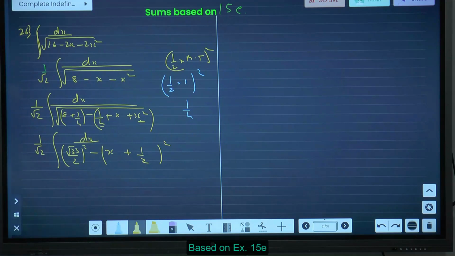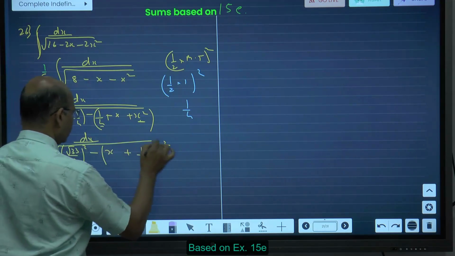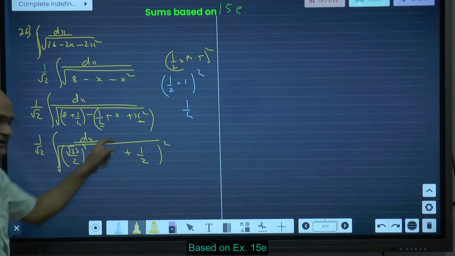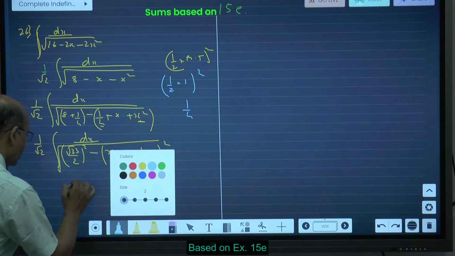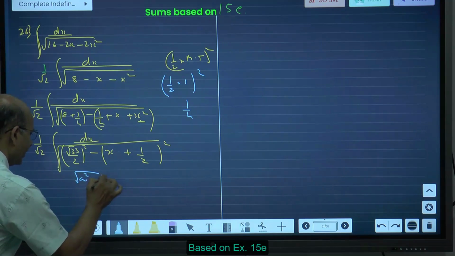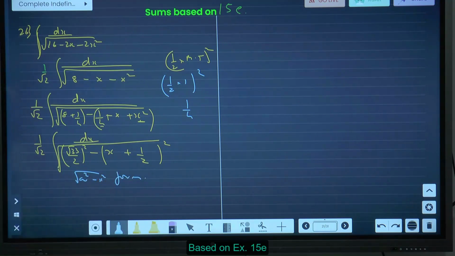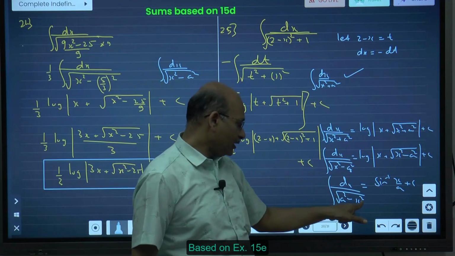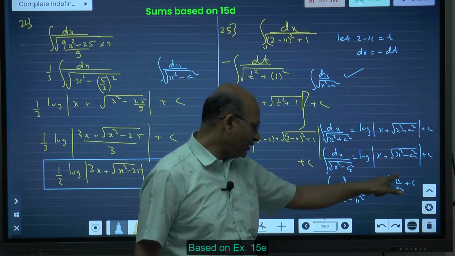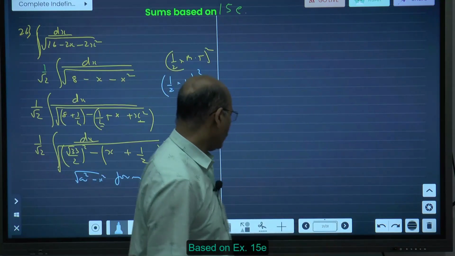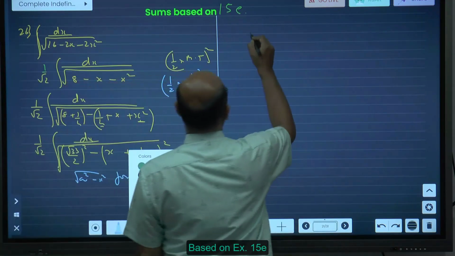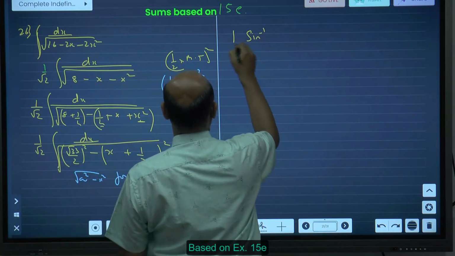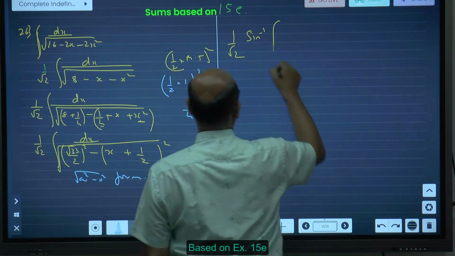Now once you finish with this, but with a root sign, don't forget it. So this is a square, this is my a now, this complete is x. So don't you think this is square root of a square minus x square form? So what is the formula for square root of a square minus x square? Dx upon root of a square minus x square is sine inverse x by a plus c. So sine inverse, 1 by root 2 is left out. I have to write down 1 by root 2 sine inverse x by a.